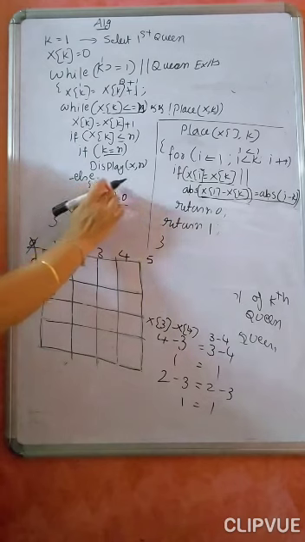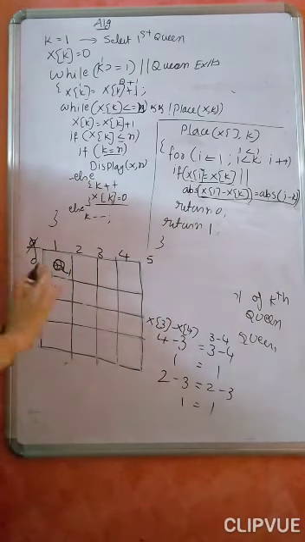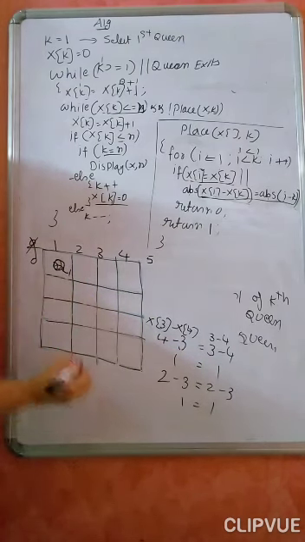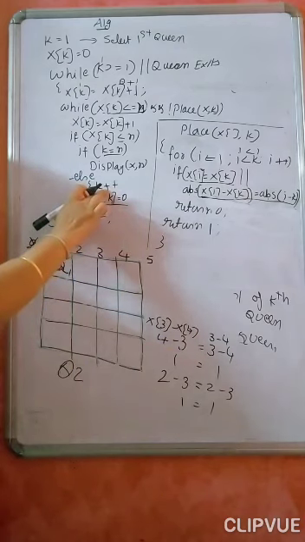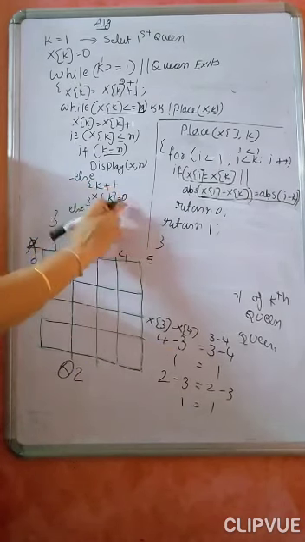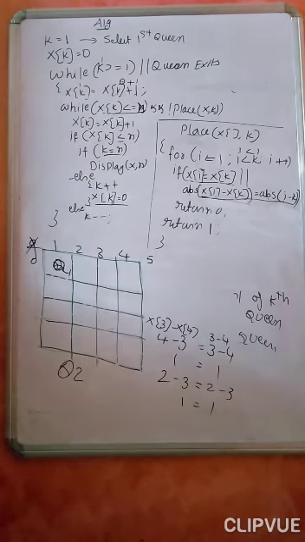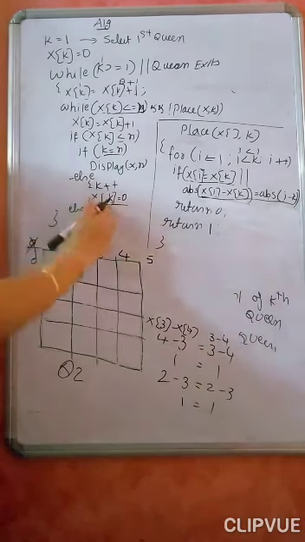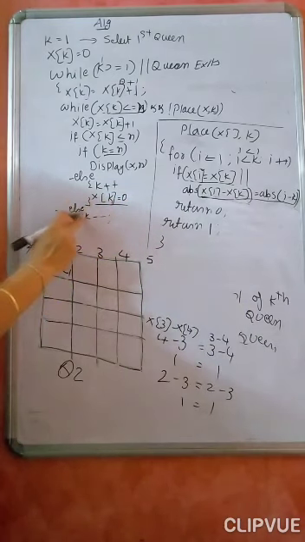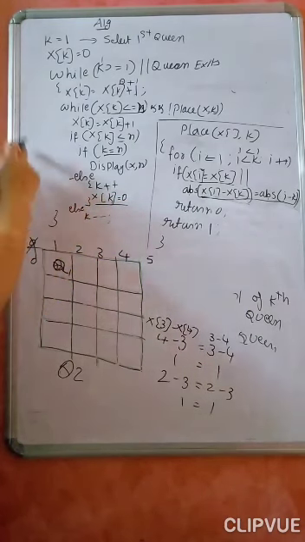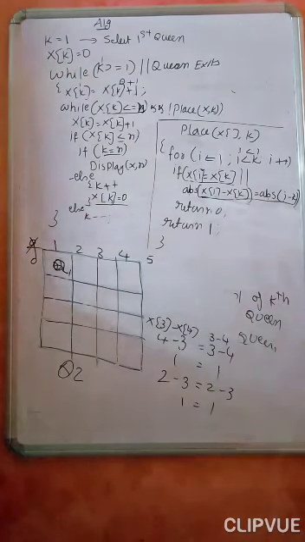Then I'll say k equals k plus plus, which means I am now selecting the second queen. You select the second queen, but don't place it in any of the columns, so initially it will be assigned 0. It means I have considered the second queen, but not yet placed it in any column. Therefore it is 0. Now else will not be executed. Directly I will come back to this while loop.